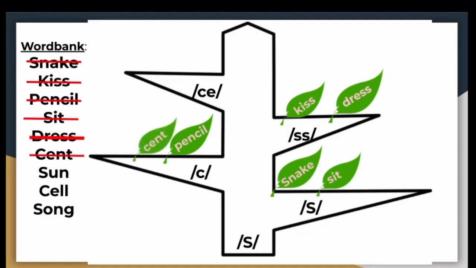Scent. On the C branch. How about the word sun? Ding, ding, ding. If you said the S branch, you're correct. How about the word cell? Where does that fit on our spelling tree? Ding, ding, ding. If you said the C branch, you're correct.